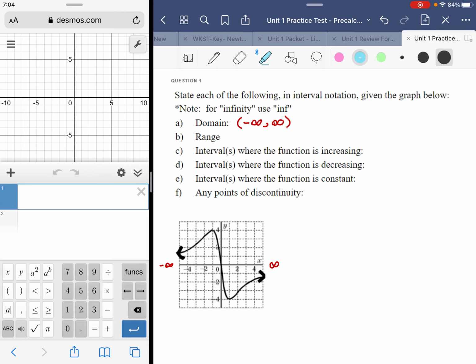Just remember on Blackboard, you're going to use the abbreviation INF instead of infinity because it doesn't have the capability of letting you use that notation, the infinity notation.